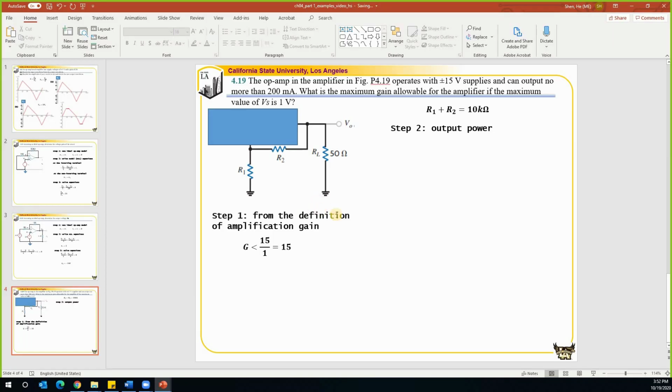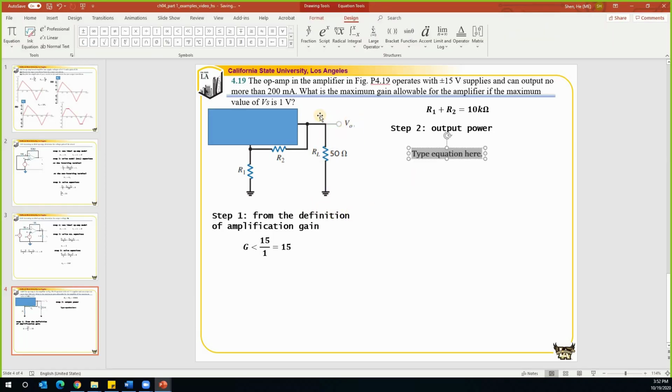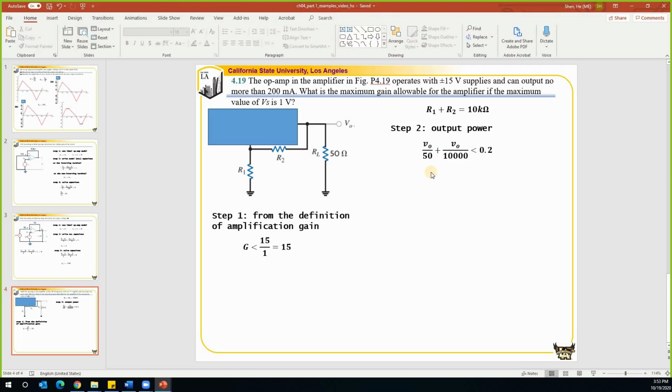Then we can calculate the current. The current in this branch is VO divided by 50, and the current in this branch is VO divided by R1 plus R2. We know that this current should be less than 200 milliamp. Let's use standard units. R1 plus R2 is equal to 10 kilo ohm, so replace this by 10 kilo ohm, because this 50 is ohm and everything is in standard units.